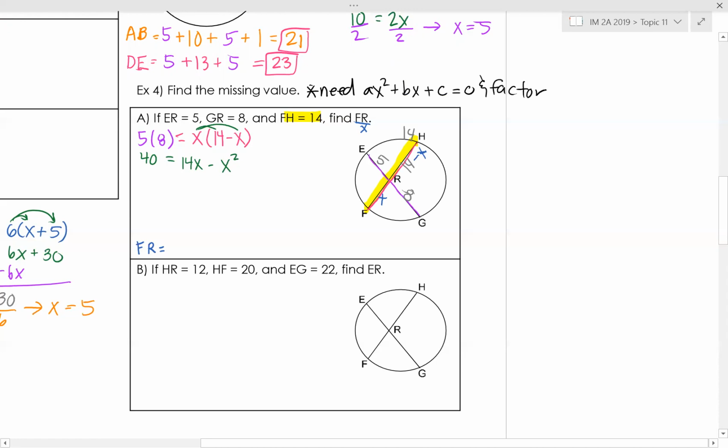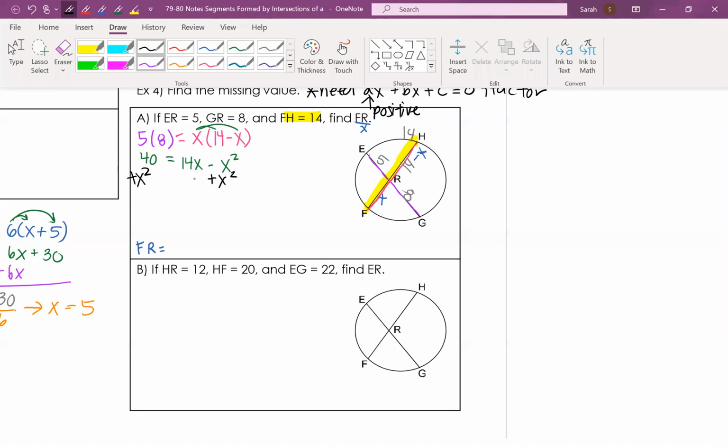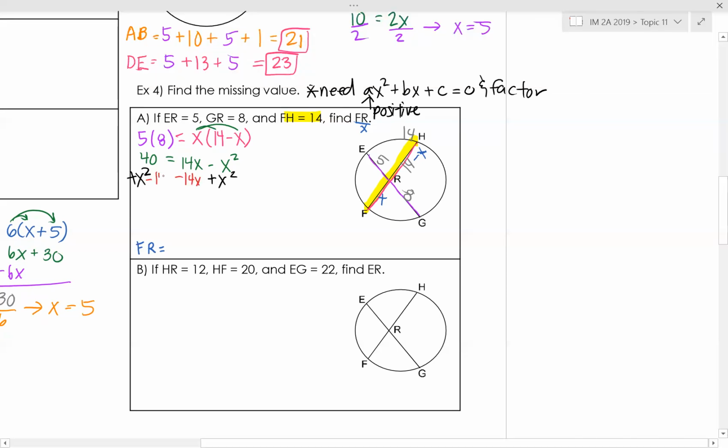What that means is that a must be a positive number. Right now, the number in front of x squared is negative. So what I want to do is add x squared to both sides and move everything to the left so that I can factor. That means I also want to subtract 14x from both sides of my equal sign. What I end up with then is x squared minus 14x plus 40 equals 0. So that's in my standard form, ax squared plus bx plus c is equal to 0.